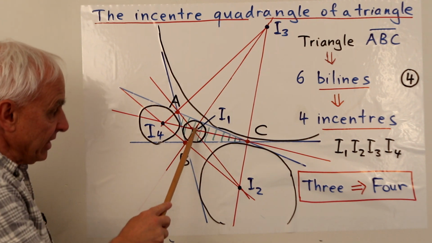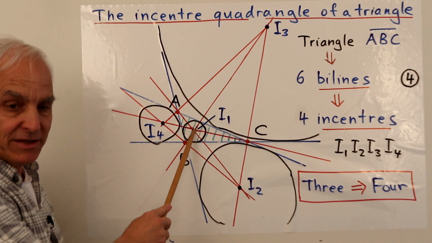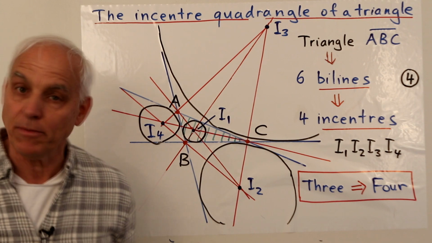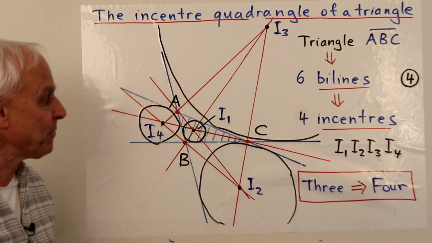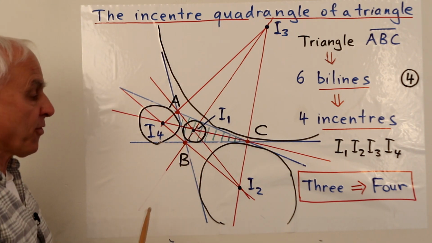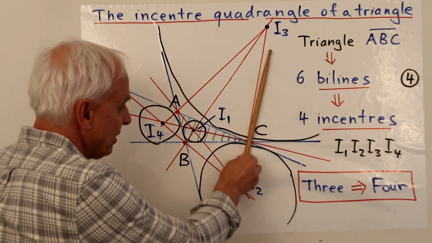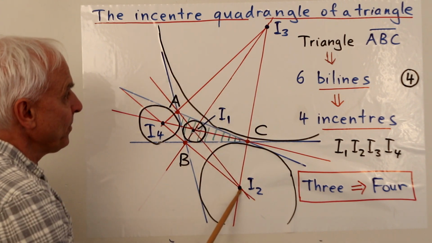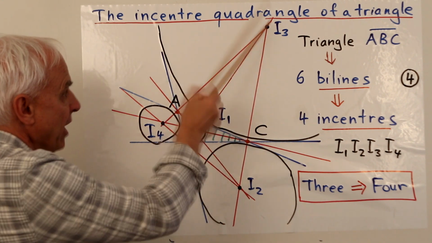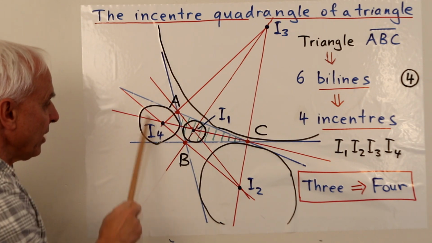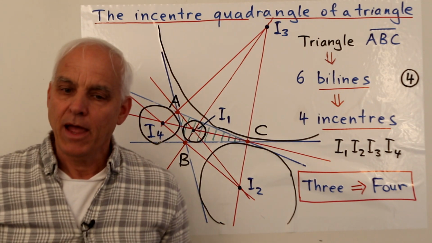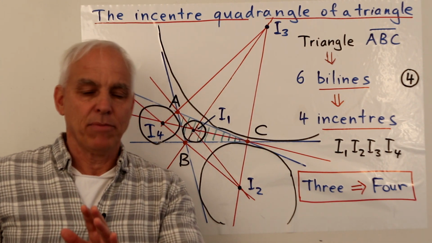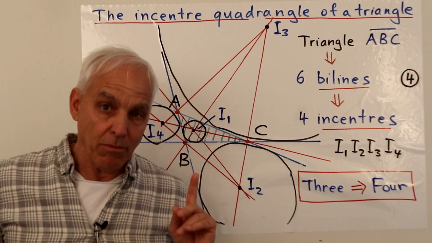At least 3 of them meet at this first incenter that we've already discussed, which is the center of this circle inscribed in the triangle. But also, the other ones meet in 3 additional points. So this byline and this byline and this byline meet in I2, and these 3 here meet in I3, and these 3 here meet in I4. And these other incenters, sometimes they're called excenters, but it's really better to think of them as all being incenters.